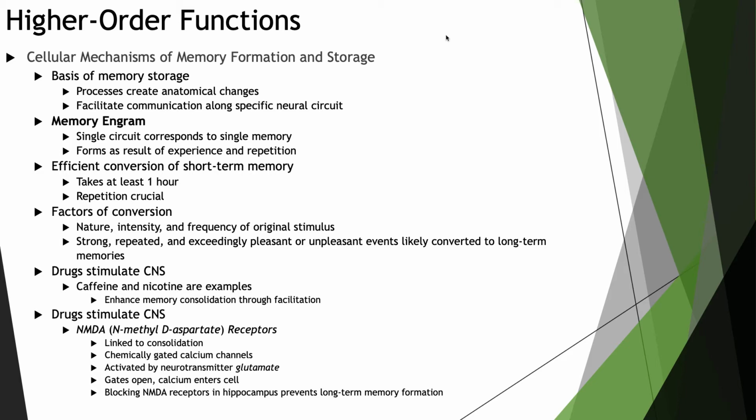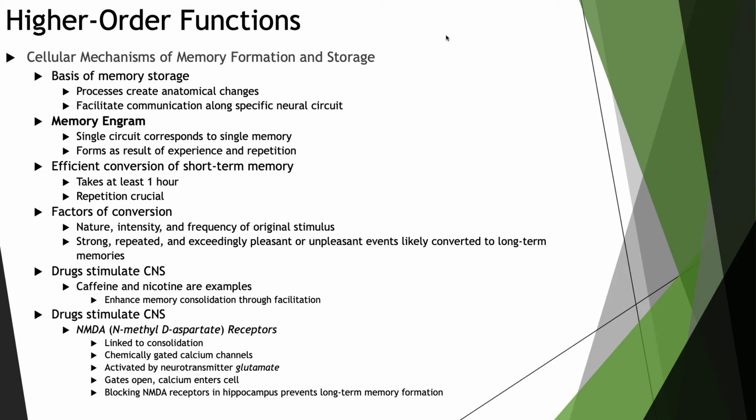Efficient conversion of a short-term memory into a memory engram takes time, usually at least an hour. Whether that conversion will occur depends on several factors. They include the nature, intensity, and frequency of the original stimulus. Very strong, repeated, and exceedingly pleasant or unpleasant events are most likely to be converted to long-term memories. Drugs that stimulate the CNS, such as caffeine and nicotine, may enhance memory consolidation through facilitation.